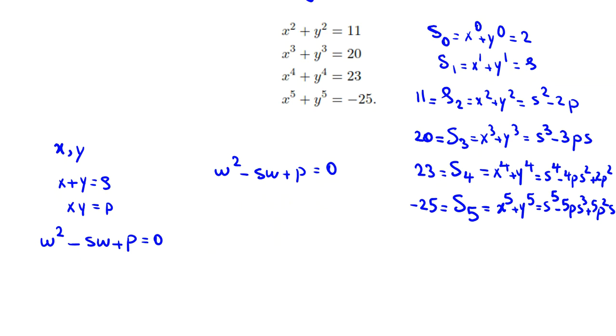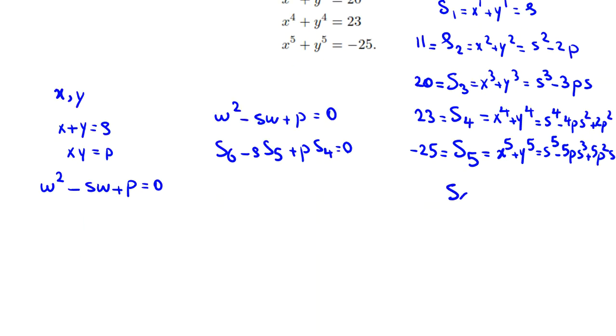Okay, so S6 is what? S6 minus sS5 plus pS4 equals 0. So we can conclude S6 equals what? sS5, if you take it to the right side, minus pS4. So we know S5 is what? Negative 25. It will be negative 25s minus pS4. S4 is what? 23 minus 23 what? P. So if we find s and p, then we can find S6. So let me copy all these things in one place.